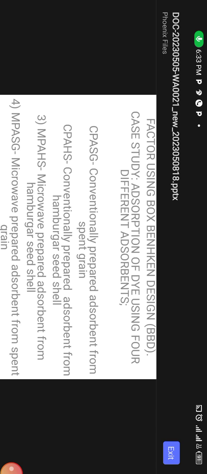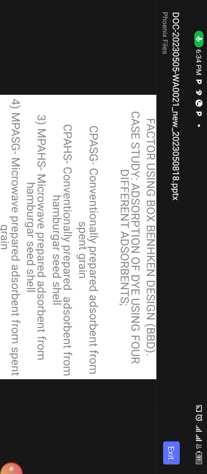This work shows how to analyze optimization work that involves category factors using Box-Behnken Design, BBD. The case study we have here is the adsorption of dye using 4 different adsorbents. Please, this result is solely for this demonstration and may not represent the true results.